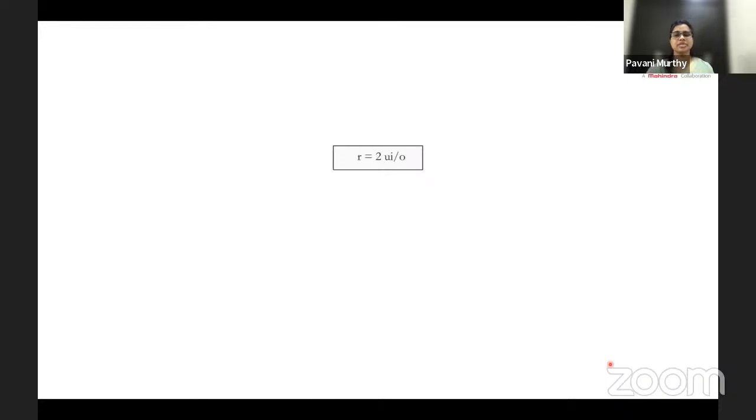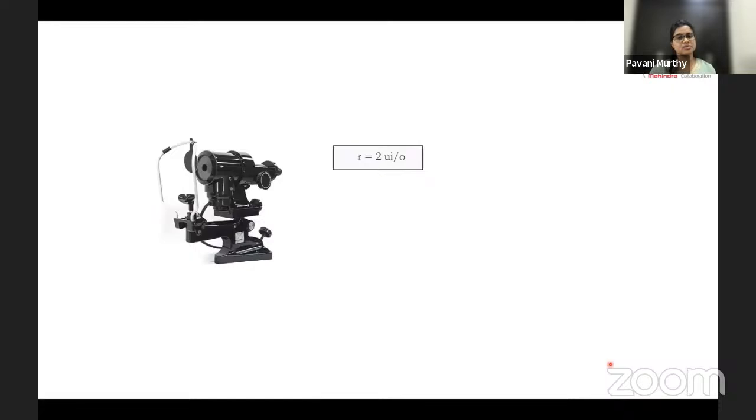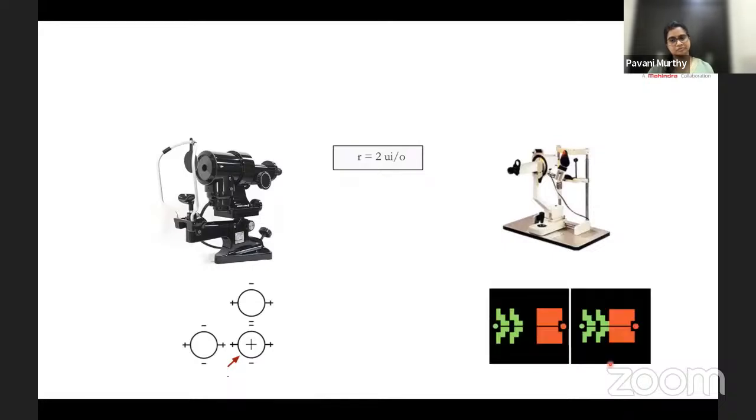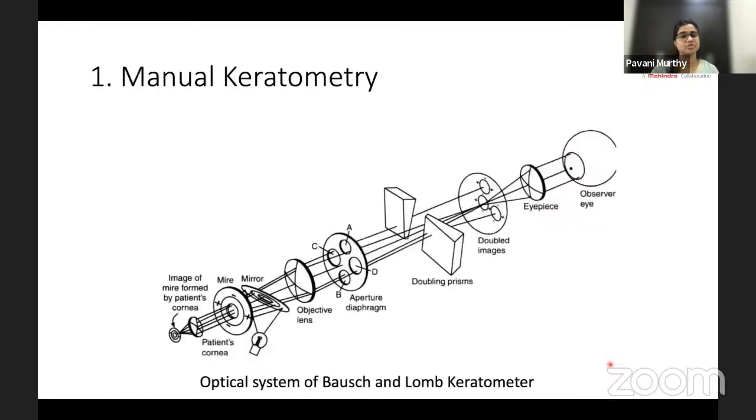So when you have three variables that are constant or measurable, you will be able to measure the fourth one. As in the case of the Bausch and Lomb keratometer, where you have fixed object size, so you can calculate the image size from which you can interpolate the radius of curvature. In the case of the Javal-Schiotz keratometer, having a fixed image size, when we measure the object size, we will be able to get the radius of curvature.